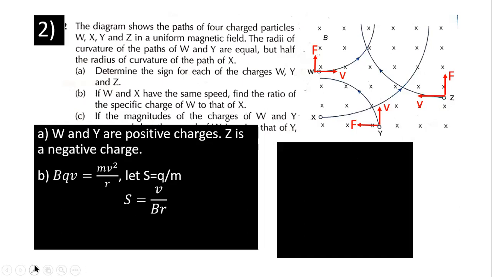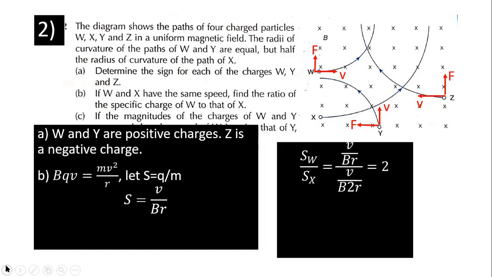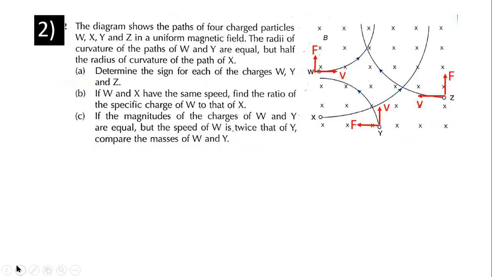Okay, let's do number C. If the magnitude of W and Y, there's a W, there's a Y, are equal, but the speed of W is twice that of Y, compare the mass of W and Y. See, playing the formula, that's all. That means you want the mass of W divided by mass of Y. What's the answer?